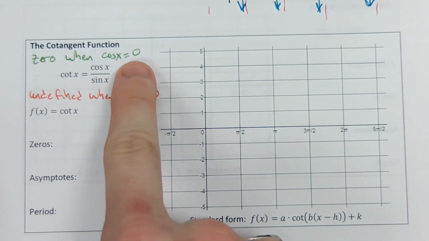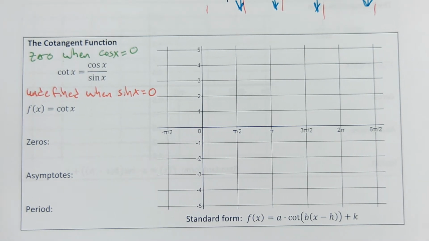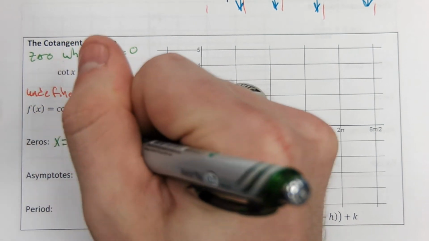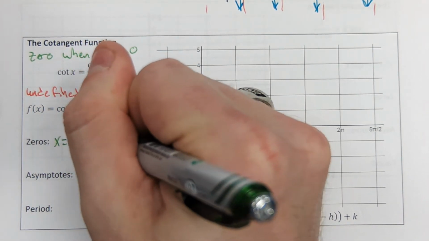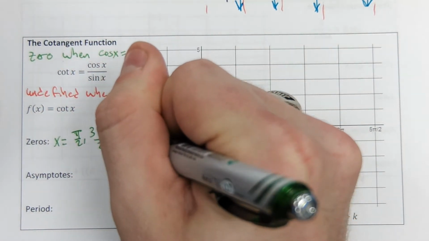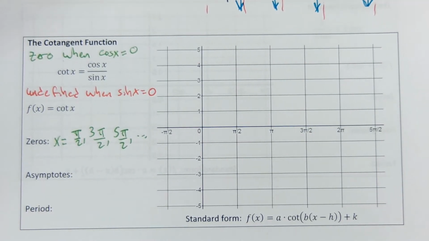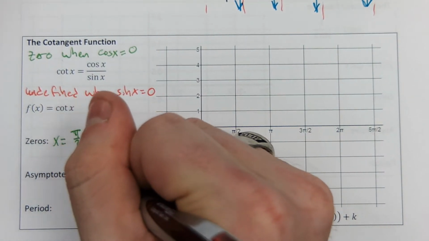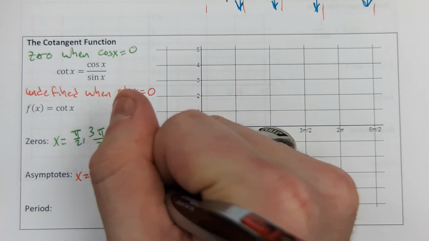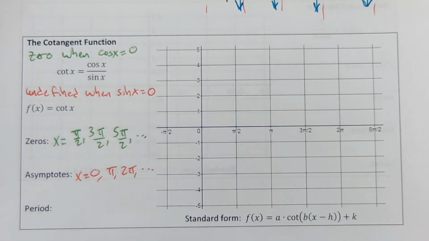So where's cosine 0? All the odd multiples of pi over 2. And now our asymptotes are at all the integer multiples of pi, positive and negative, of course. Flipping the fraction upside down does not change its period length, though. It is still pi.